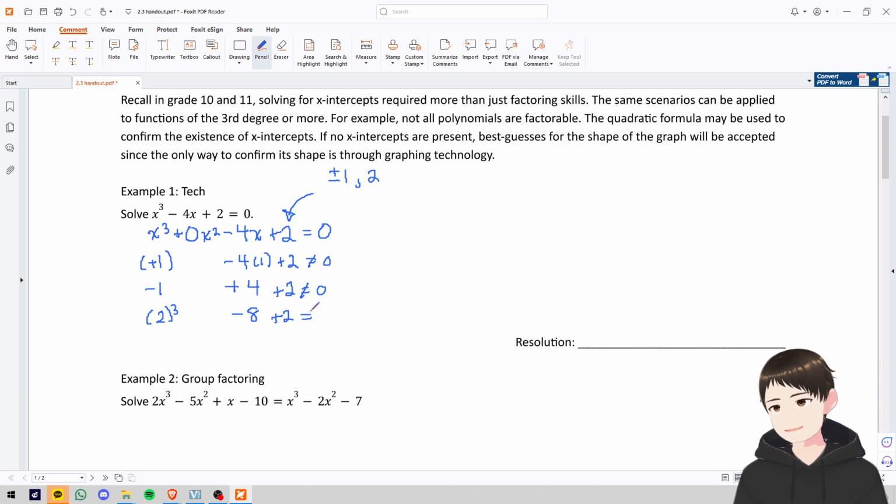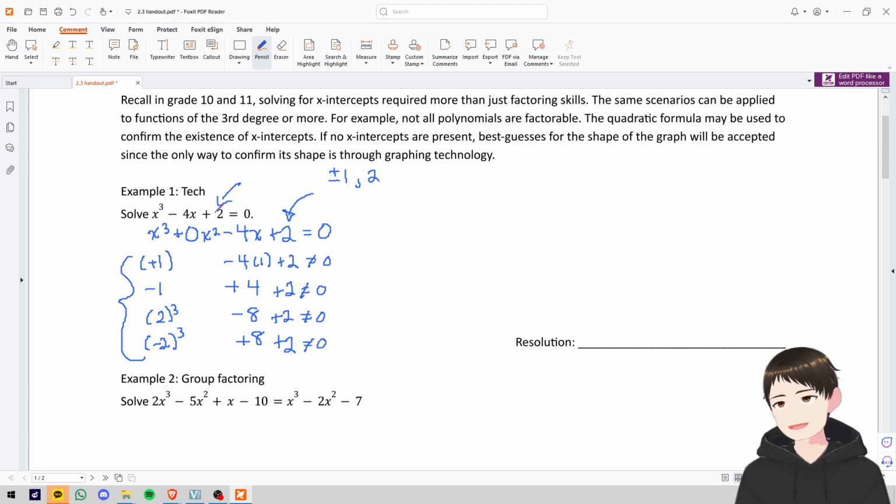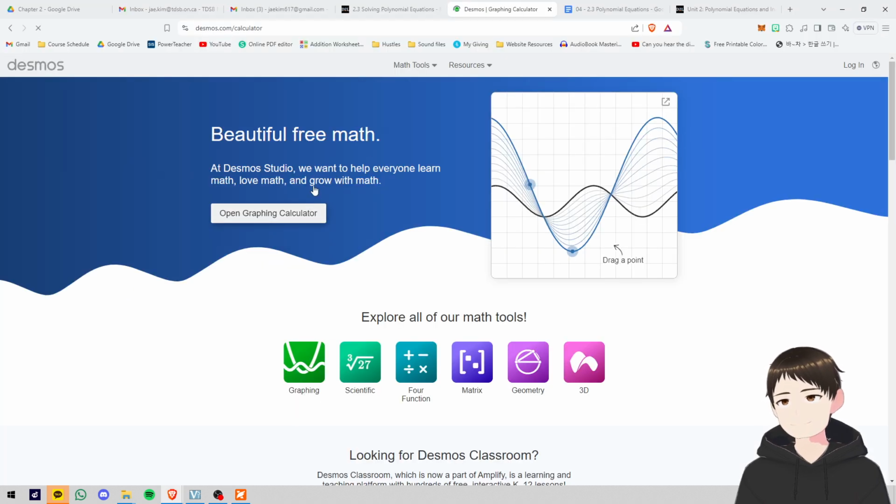Does that equal 0? No. How about negative 2 cubed? Negative 8, plus 8, plus 2. Does that ever equal 0? No. So there are no possible numbers that help factor this. Okay? So there it is. So sometimes you do need technology. Of course, on quizzes, I probably won't be giving you that. But anyways, x cubed minus 4x plus 2.